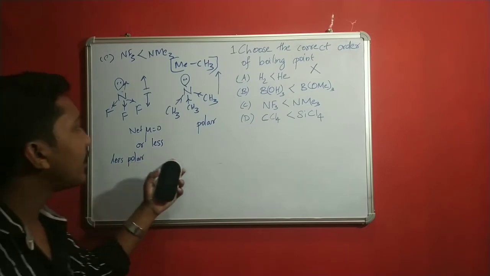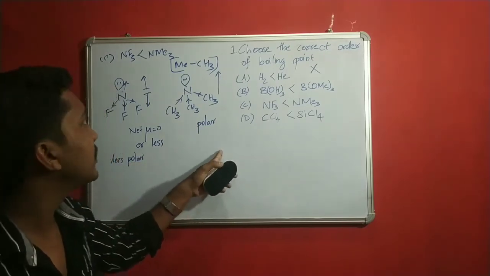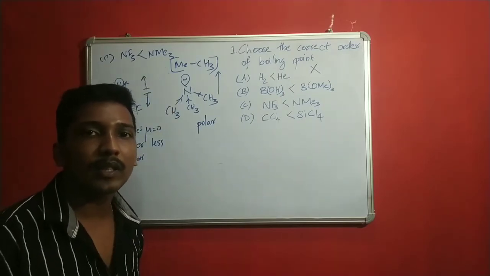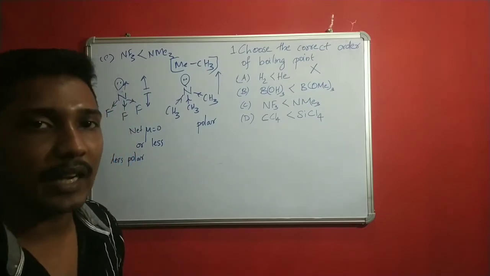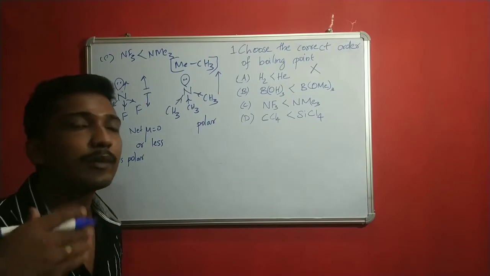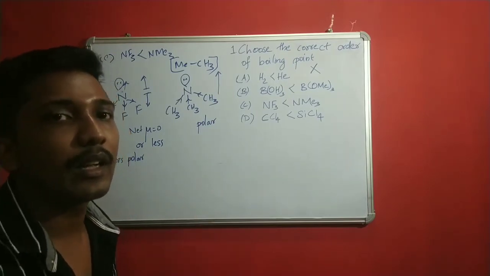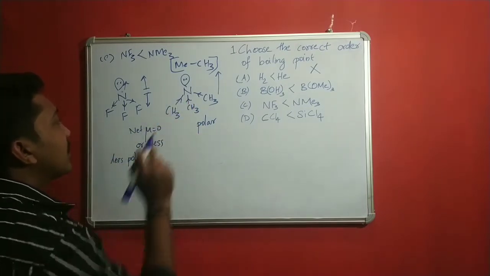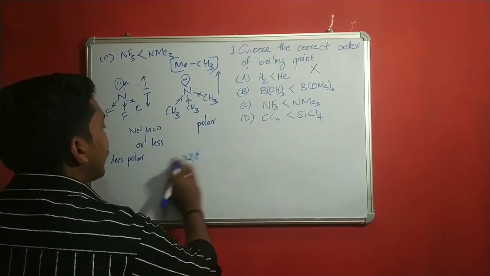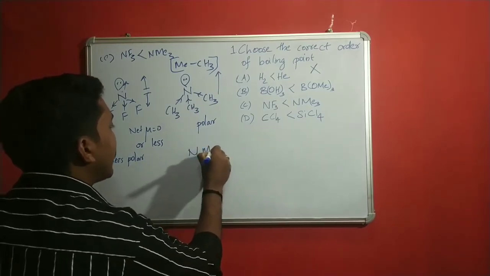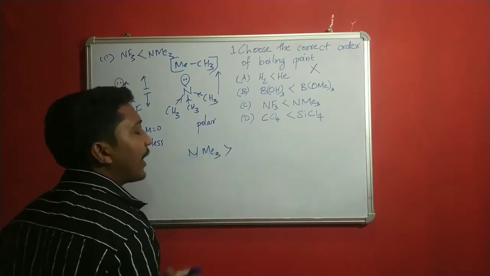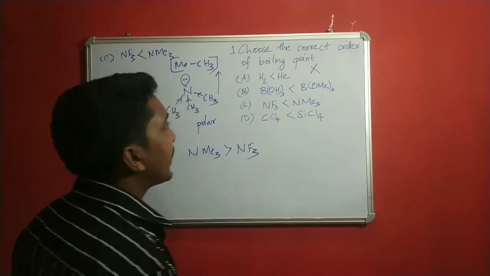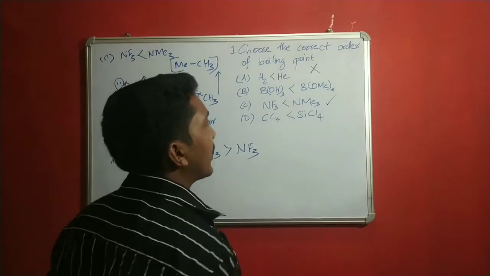This polarity will explain the boiling point of these two molecules. If the molecules are polar, there will be more polar-polar interaction than non-polar interaction. So we have to give more energy to break polar-polar interaction compared to non-polar interaction. That means NMe3 will have a higher boiling point compared to NF3. So in that case, this option is correct.